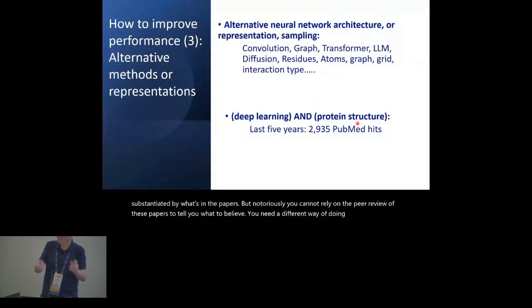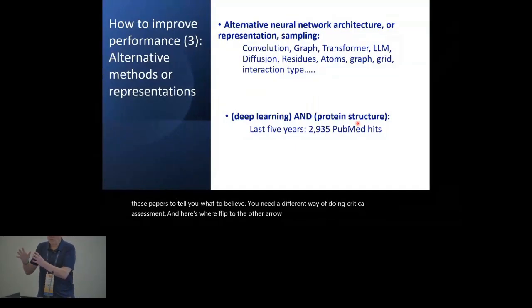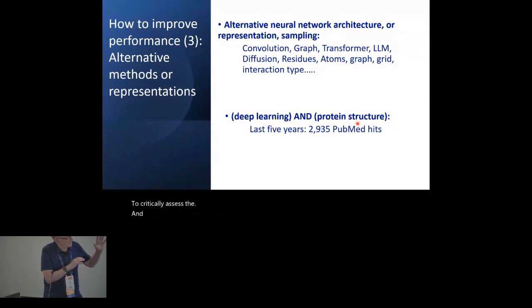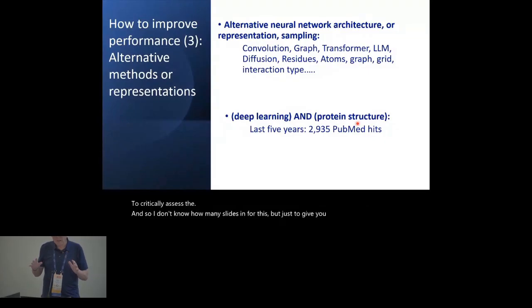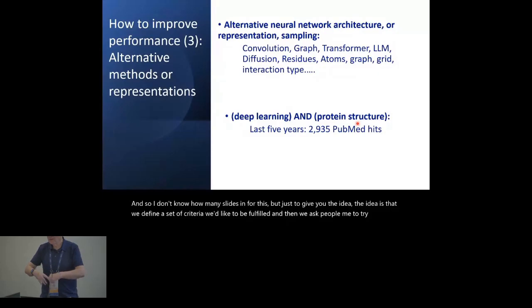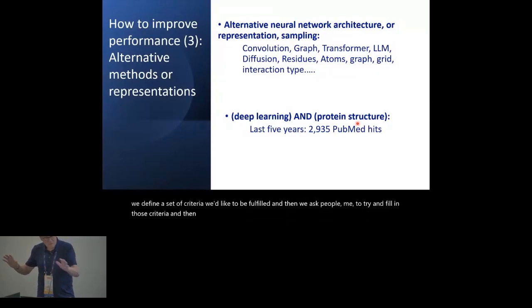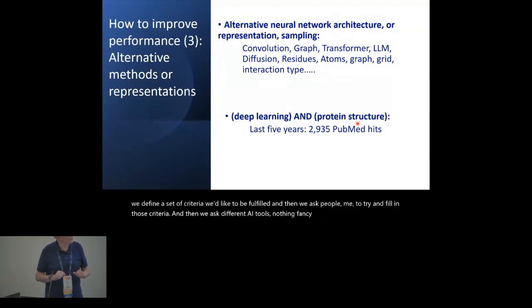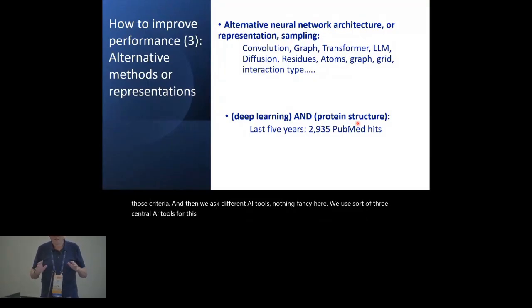And here's where I flip to the other arrow. How can you use AI? In this first example, I'm going to get to a second one. How can you use AI to critically assess the papers? And so I don't have many slides in for this, but just to give you the idea is that we define a set of criteria we'd like to be fulfilled. And then we ask people, me, to try and fill in those criteria. And then we ask different AI tools, nothing fancy here. We use sort of 3 central AI tools for this work, very amateurish, to do the same thing and see how well you can do.